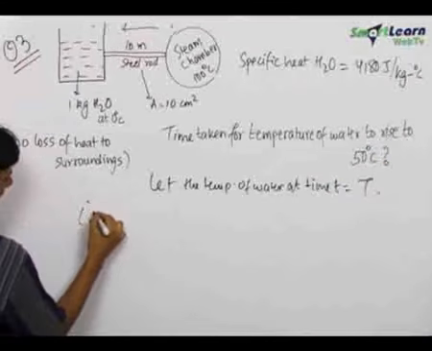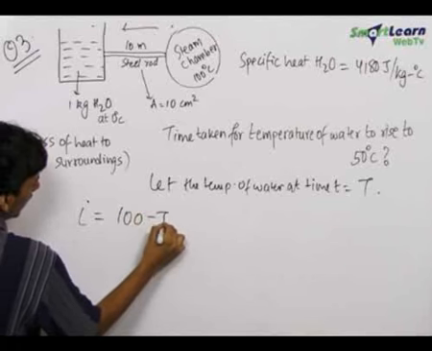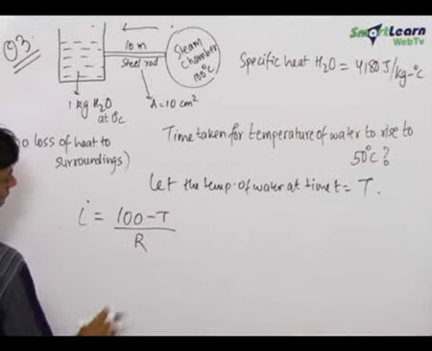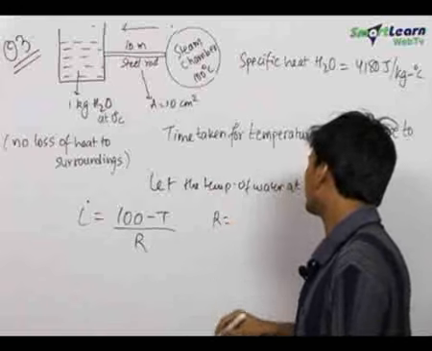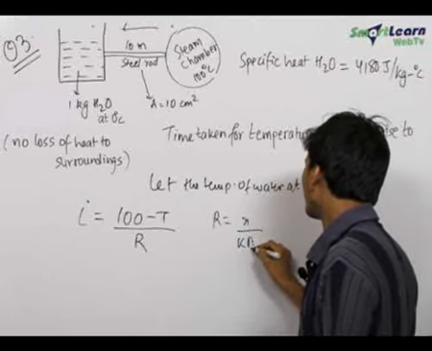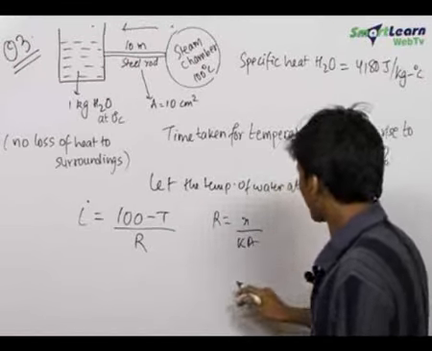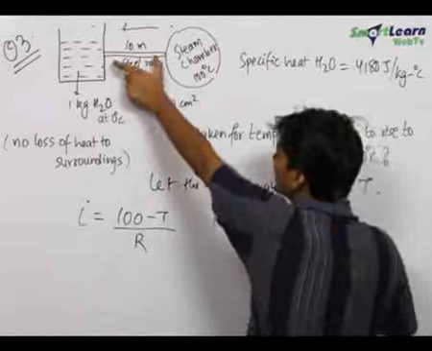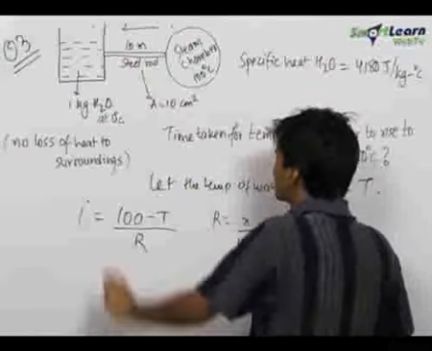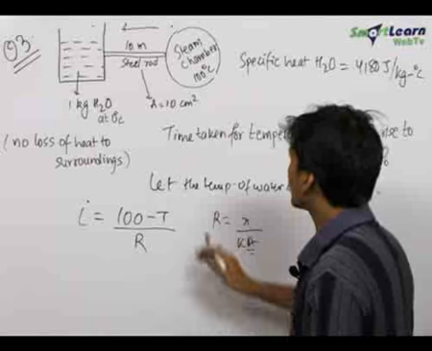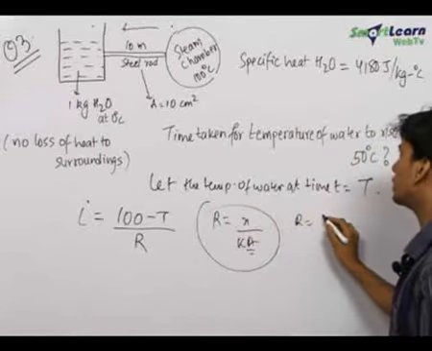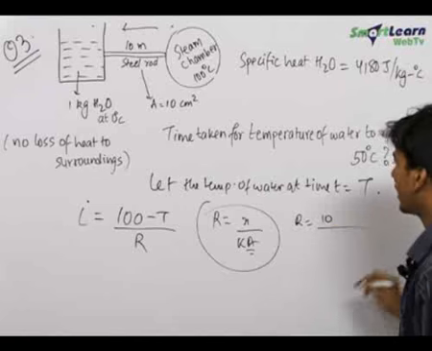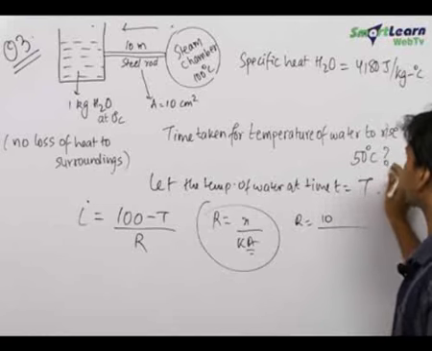Now the heat current at any time t can be written as 100 minus T upon R, where R is the thermal resistance of the rod. Now the thermal resistance of the rod can be written as x upon KA. Since x is fixed, that is the length along the direction of the current, and this area of cross section is also constant, we can directly calculate R.